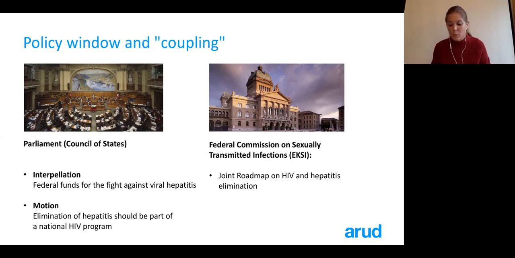And while the FOPH did refuse such an integration, politicians who had been in year-long exchange with Swiss Hepatitis became active. A motion asking for integration of hepatitis into the national HIV program was launched in the state council in 2019 and got approved this spring. At the same time, the Federal Commission on Sexually Transmitted Infections elaborated in close collaboration with Swiss Hepatitis a roadmap for elimination of HIV and hepatitis for the attention of the Federal Council.